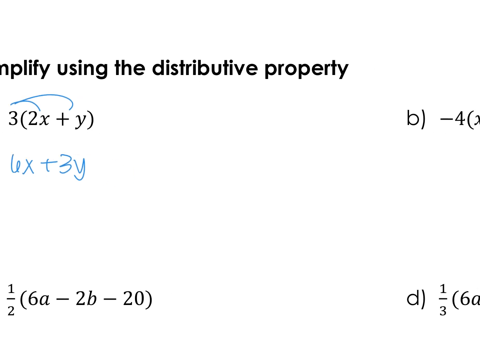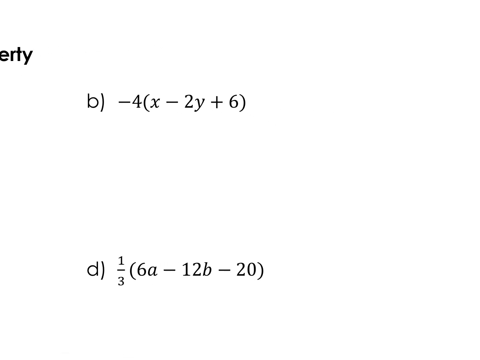Thank you. All right, and then this one, we've got a negative 4, so that negative goes with the 4. So we've got negative 4 times 1x, so that's negative 4x. Negative 4 times negative 2y is going to be what? Positive 8y. And then negative 4 times positive 6 is going to be what? Negative 24. Good. Now, at this point, if there were any common terms, we could then combine like terms. But we've got an x, a y, and a number, so we stop.